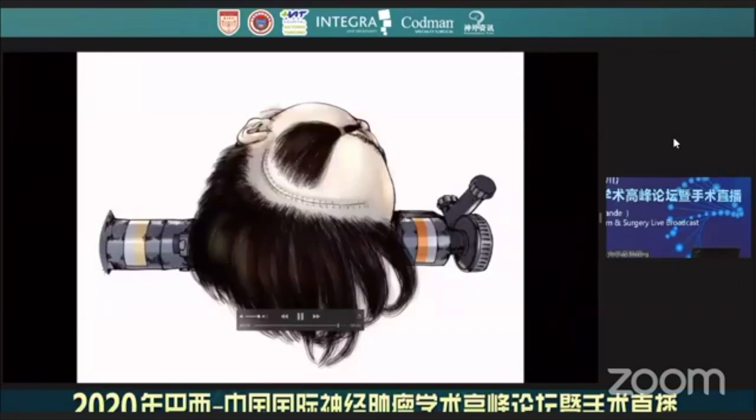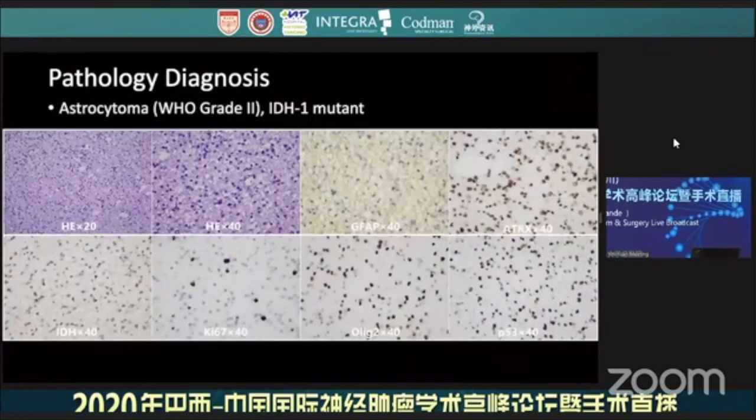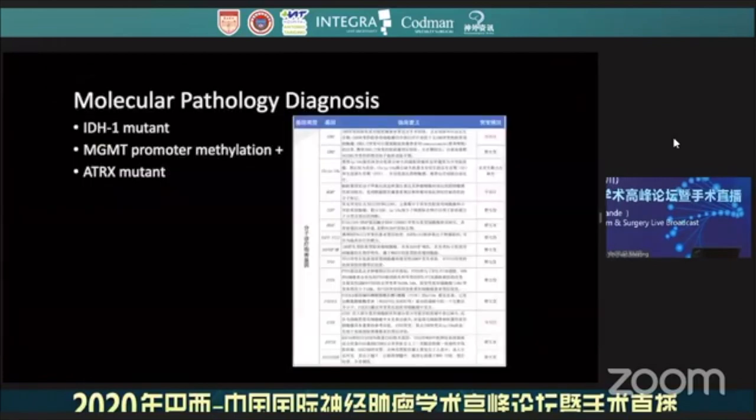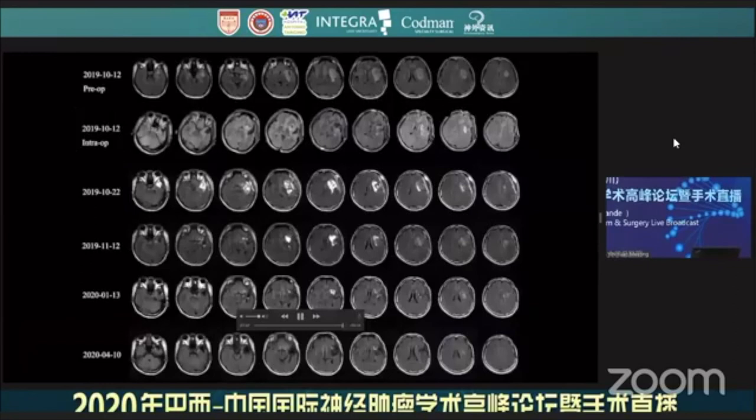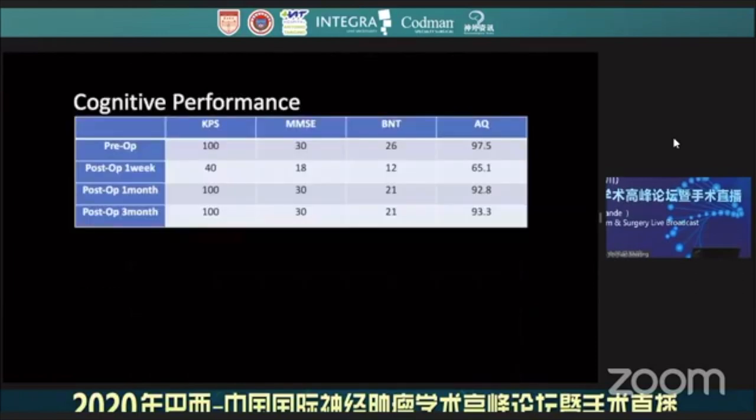The histopathological diagnosis was astrocytoma grade 2. The molecular pathology revealed IDH1 mutant and MGMT promoter methylation. These results suggested that the patient has a relatively good prognosis and is chemosensitive. Therefore, no adjuvant radiotherapy or chemotherapy was necessary. The patient was stable at the 6-month follow-up, and the imaging evaluation results were satisfactory. The patient's cognitive function returned to the preoperative baseline level.